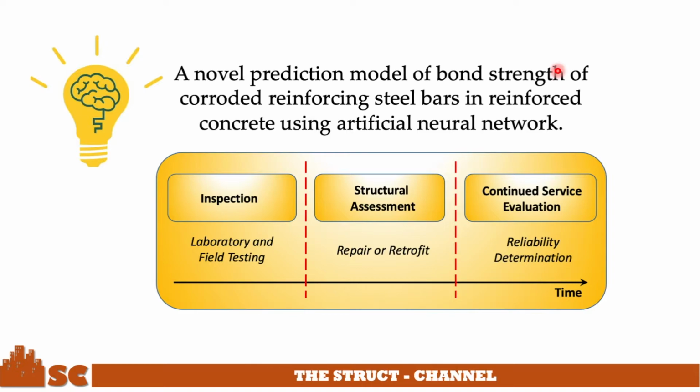Therefore, in this study, a novel prediction model of bond strength of corroded reinforcing steel bars in reinforced concrete using artificial neural network was carried out. Through the inspection by means of laboratory and field testing, inputs in the model can be collected and be used to predict the bond strength of the reinforcement. The output of the model can be used to perform possible predictions of bond loss that can be utilized as baseline information for sustainable design.